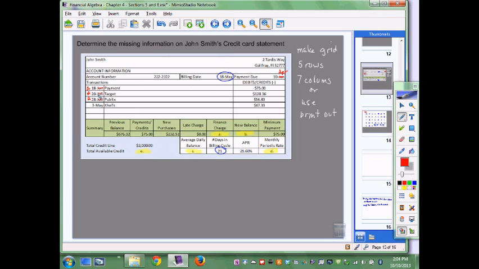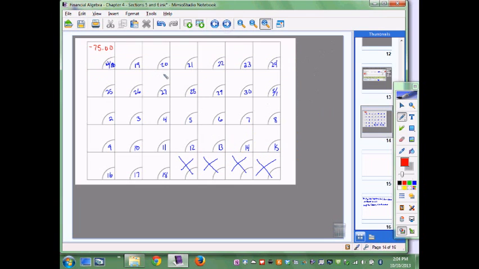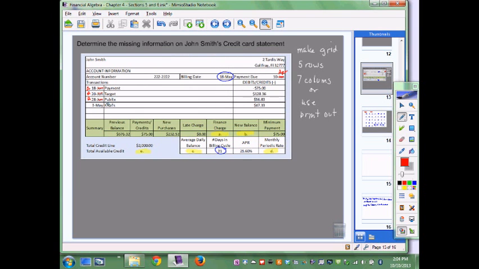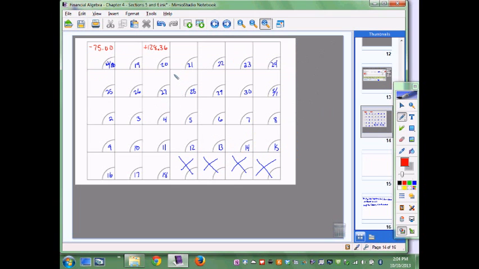Okay. April 20th, there's Target for 128.36. So I go on the 20th and I'm going to put plus 128.36. Okay. April 28th is Publix for 56.83. So on the 28th, I'm going to put plus 56.83.